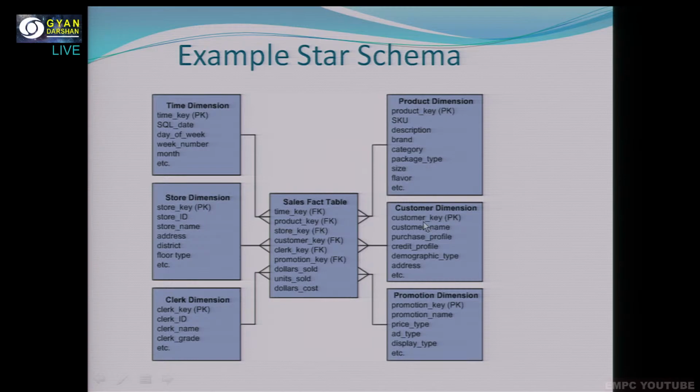And then for the customer dimension also, you have customer key as the primary key. Other than the keys, you have customer name, purchase profile, credit profile. These are the attributes that the customer dimension has. And then the promotion dimension also has certain columns. So promotion key is the primary key, which is referred to in the fact table. Likewise, time dimension, store dimension, and clerk dimension.